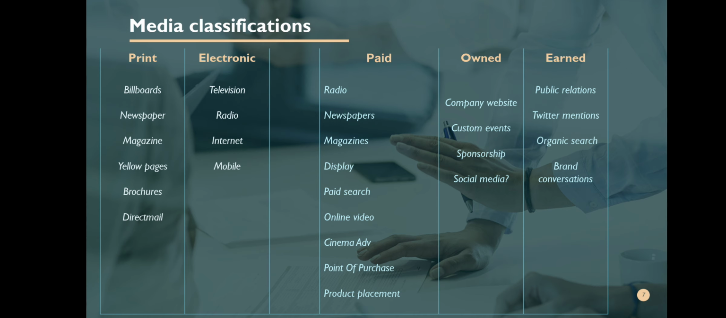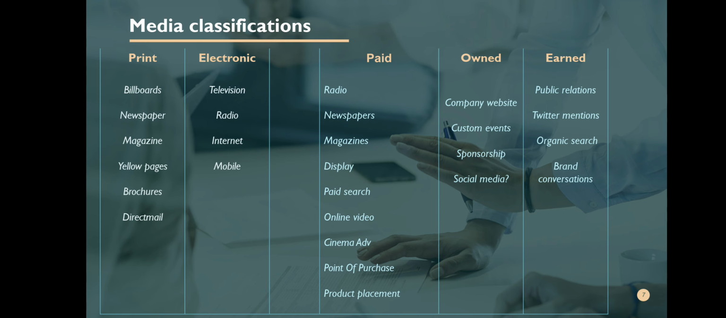So, paid, owned, and earned media were new classifications that were given. Now, paid because you pay before your ad is seen on these platforms. So radio, newspapers, magazines, display ads, paid search, etc. You would have to pay before you see yourself there.